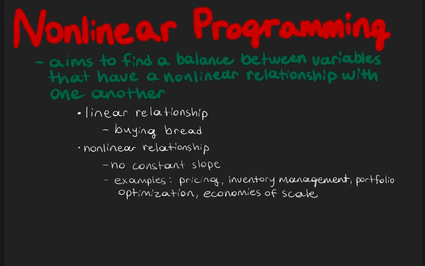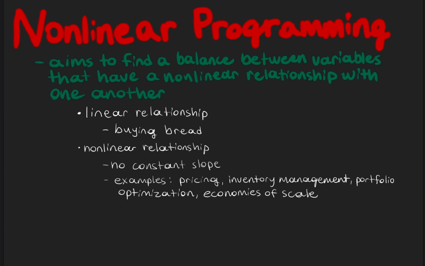So a nonlinear relationship is one where there's no constant slope between the two axes. In the linear relationship, your two axes would have been loaves of bread and cost. So cost would be $3, $6, $9, and loaves of bread would be 1, 2, 3. The slope would be 3 because for every loaf of bread it would cost $3 extra.